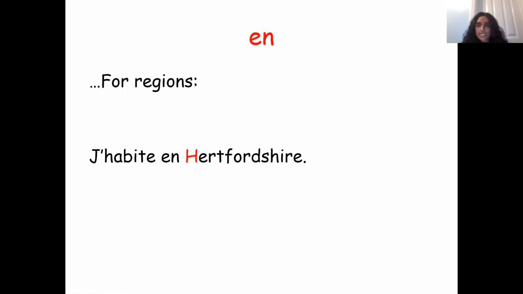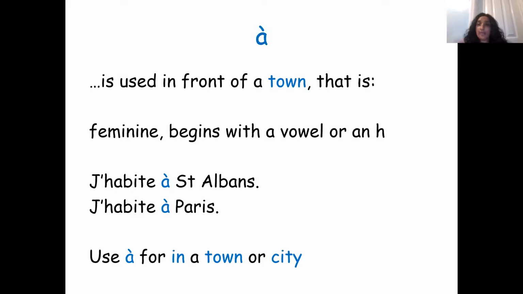Okay. Next version of in is à. And we would use à in front of a town that is feminine or begins with a vowel or an H. Okay, so think about what I'm saying. You would have to know whether the town is feminine. And if it is, or if it begins with a vowel or an H, we say à. So if somebody asked me, où habites-tu? I would say, j'habite à St Albans. I live in St Albans.